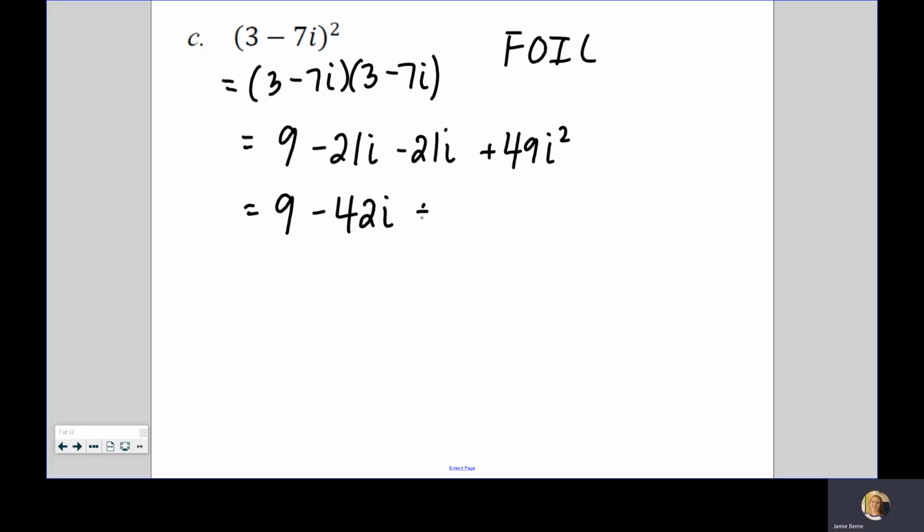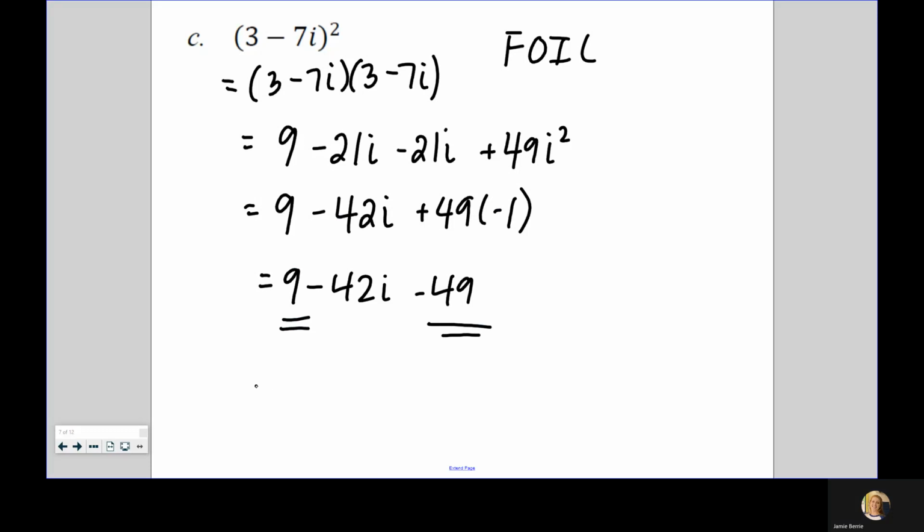We know that i squared is equal to -1. All right, so that's 9 minus 42i minus 49. All right, so combine like terms. 9 minus 49 is -40 minus 42i. And that's it.